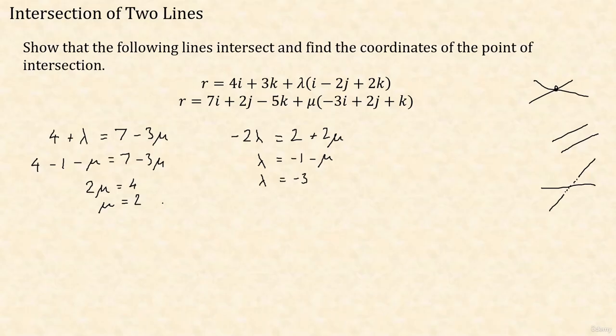So when mu is 2 and lambda is -3, the i and j coordinates match up. All we need to do now is check that it works for k. So for k, what's the coordinate of the first line?